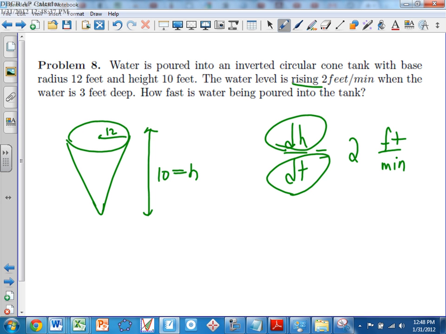It's changing at a rate of 2 feet per minute when the water is 3 feet deep, and so they're telling us h is 3 now, and it says, how fast is the water being poured in? Water being poured in is what? Is it height, radius, or volume? Volume. So the problem is saying, what is dV/dt?